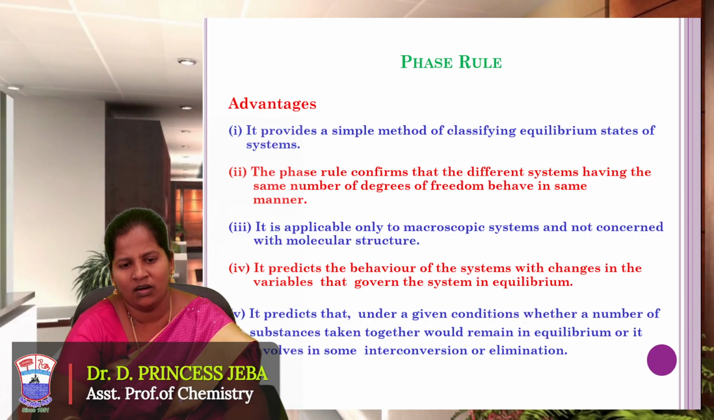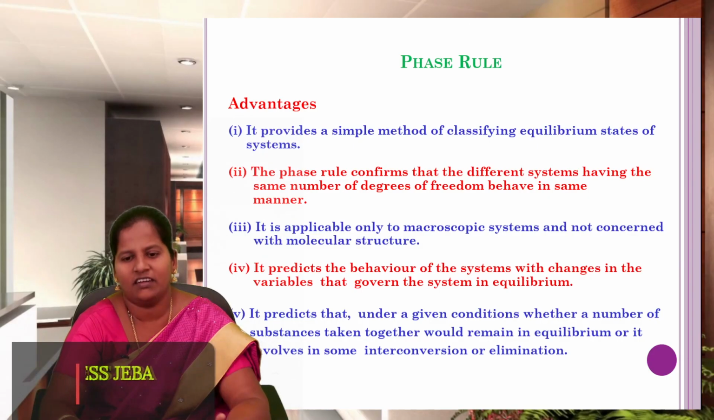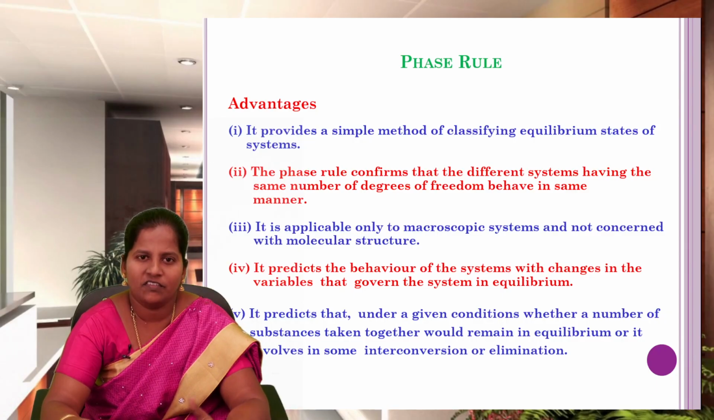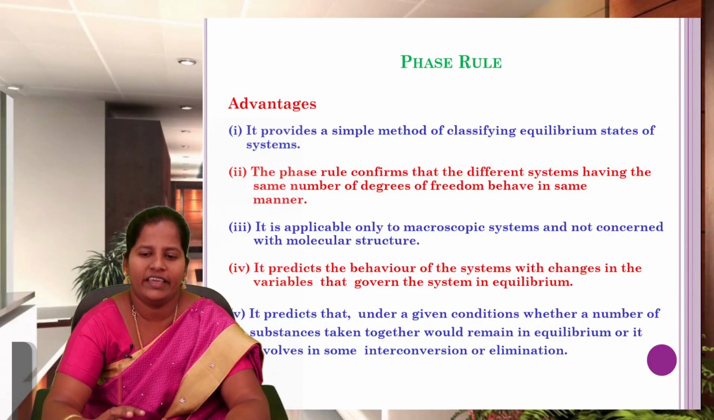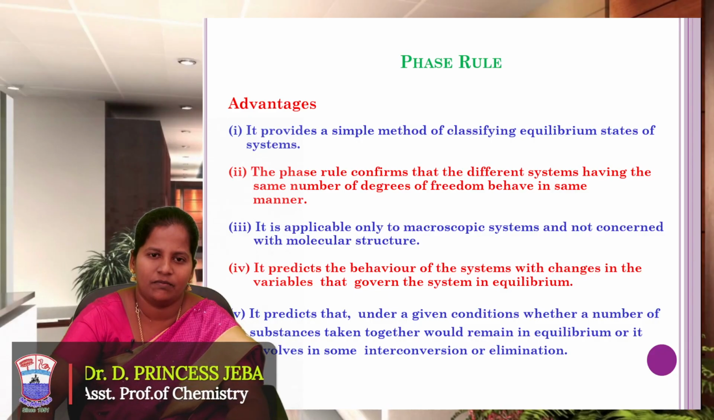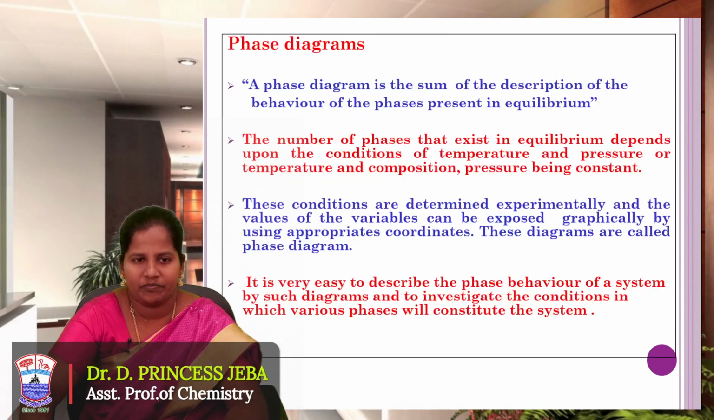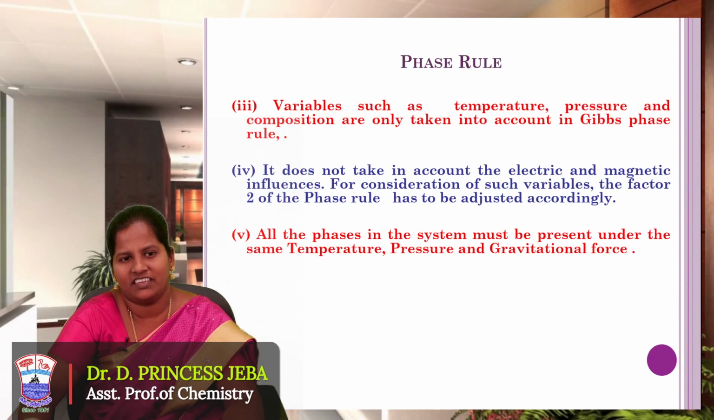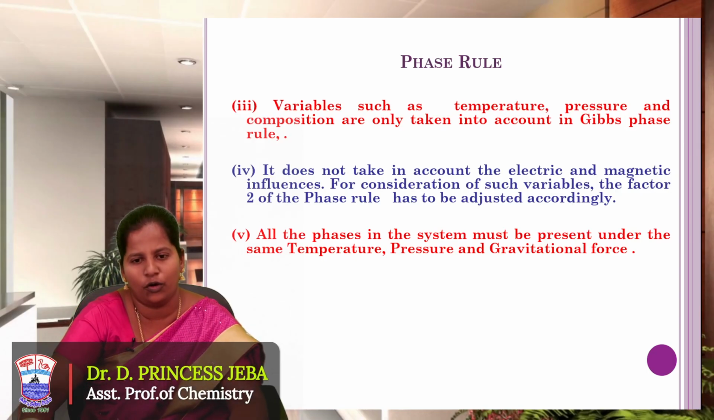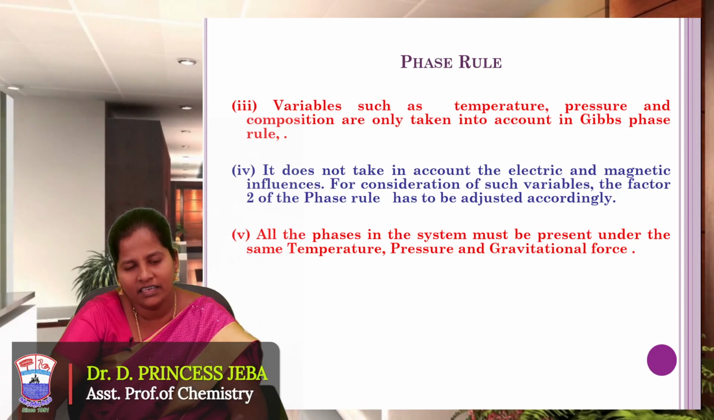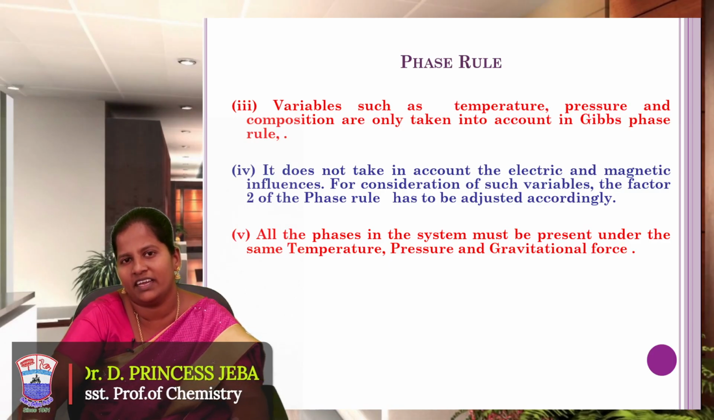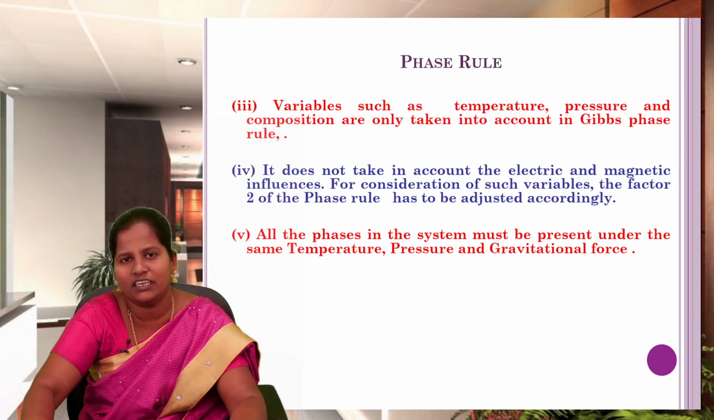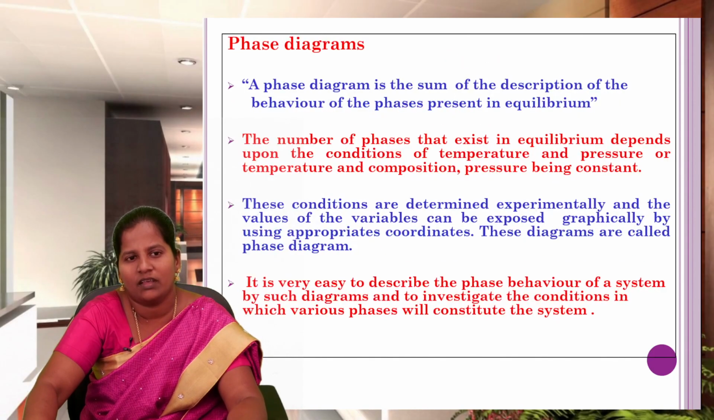Similarly, phase rule predicts that all the system, that is if there is interconversion or elimination, or the system which consists of various components all remains in equilibrium. Next one is variables such as temperature, pressure and components may be taken into account in Gibbs phase rule. And in Gibbs phase rule, we have to take into account of temperature, pressure and composition, and we won't take into account of gravitational and magnetic forces which act on the system.